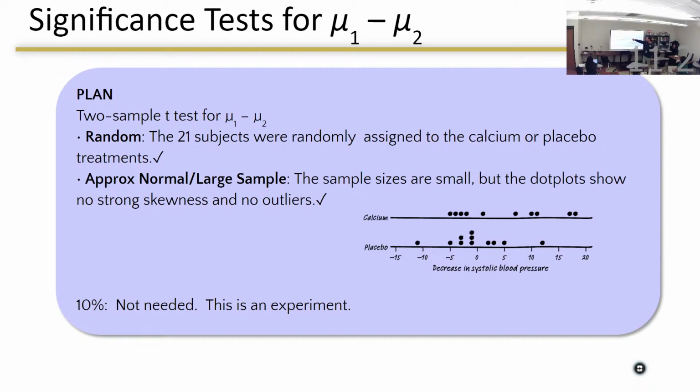Random. The 21 subjects were randomly assigned. Approximately normal. They did dot plots. You're going to do box and whiskers, but you can do a box if you want, or dot if you want to, or a histogram. 10% is not needed. Do I have to write that? No, you actually don't. What if I do? I hope you write not needed. Don't put 10% check.